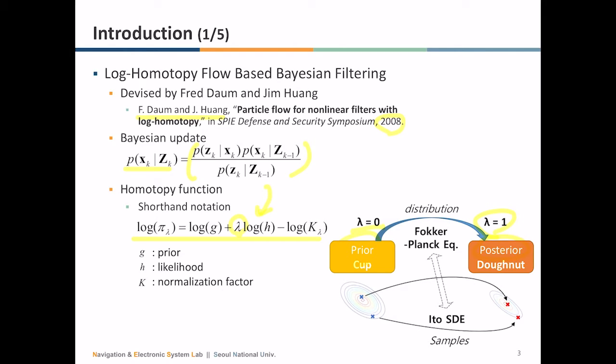Since the homotopy function defines the change in a probability distribution, the Fokker-Planck equation can be used to obtain the imaginary time flow of random variables corresponding to the change in the distribution. Following the flow given by the Ito stochastic differential equation, each particle can move itself to perform measurement updates.